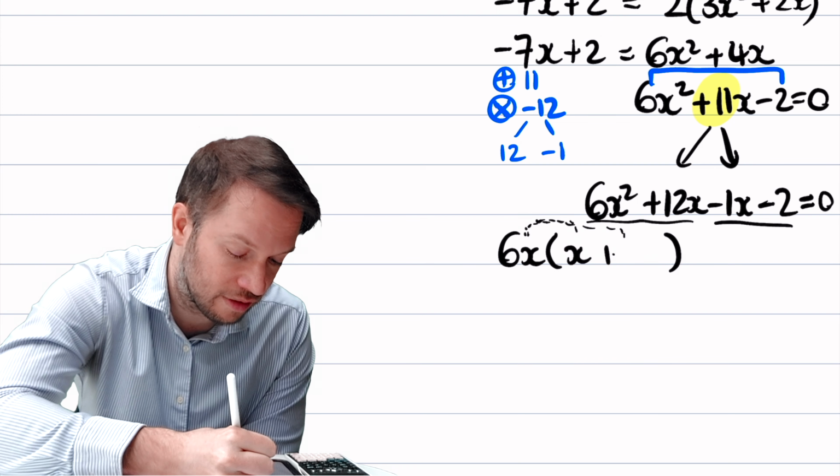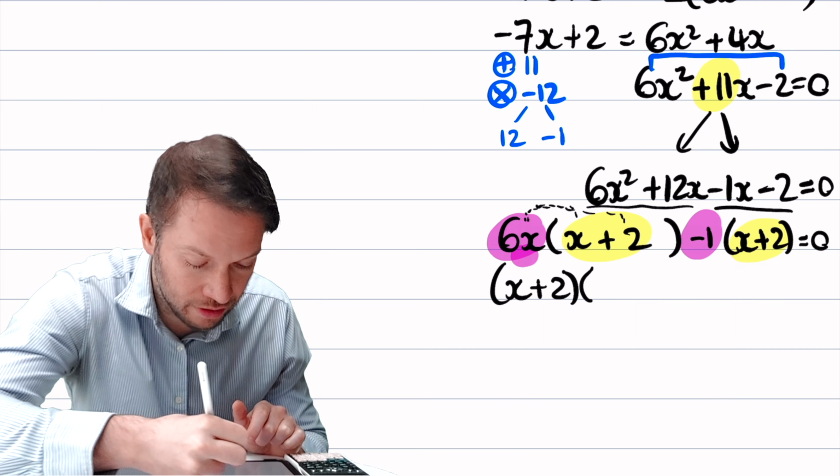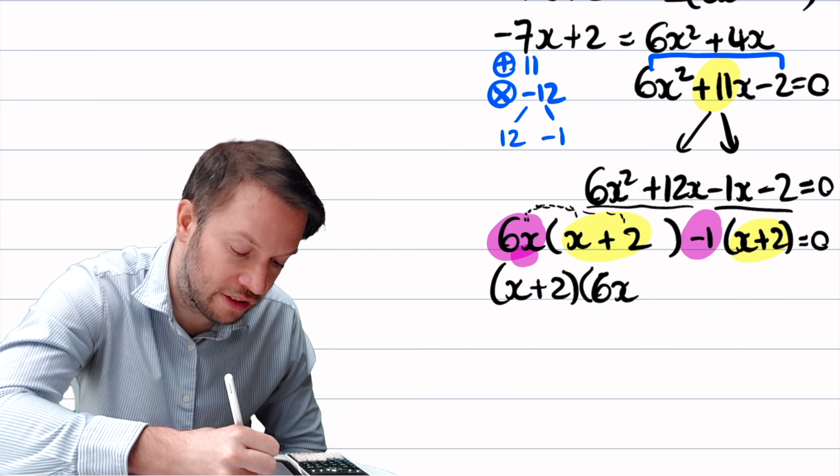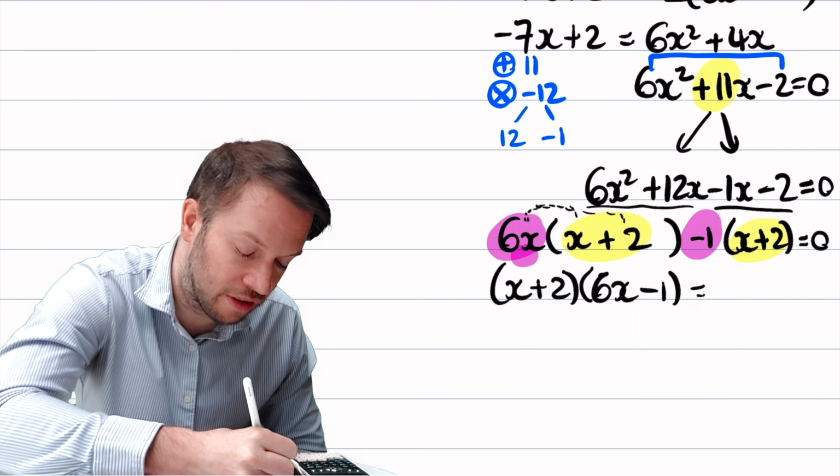And then finally, just to do it the quick way, whatever this thing in the bracket is, that's your first bracket, and whatever's outside of that bracket is the other bracket, so 6x minus 1. The reason that worked is because I basically just factorised out the x plus 2 as a common factor here and here. But now this is great.